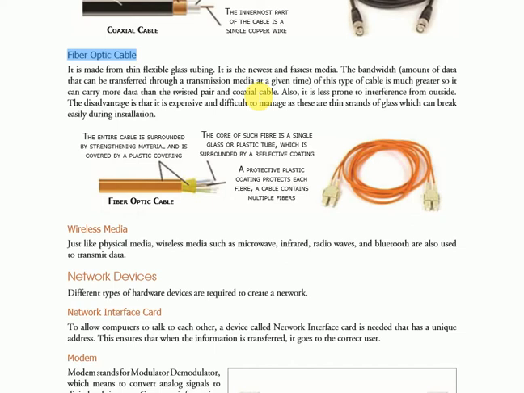This is the diagram of the fiber optic cable. The entire cable is surrounded by strengthening material and is covered by a plastic covering. The core of such fibers is a single glass or plastic tube which is surrounded by a reflective coating. A protective plastic coating protects each fiber. A cable contains multiple fibers.